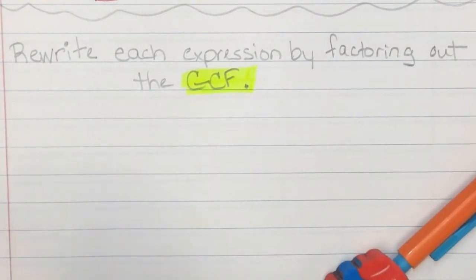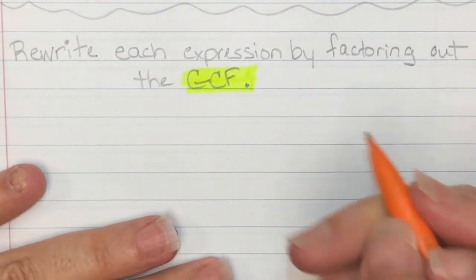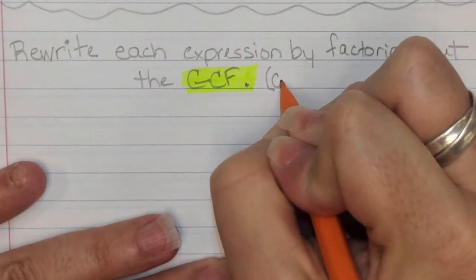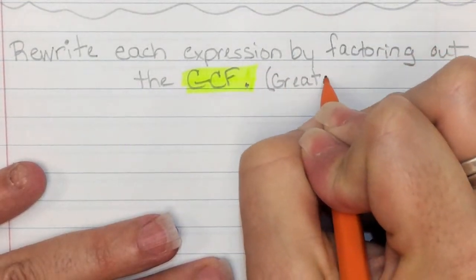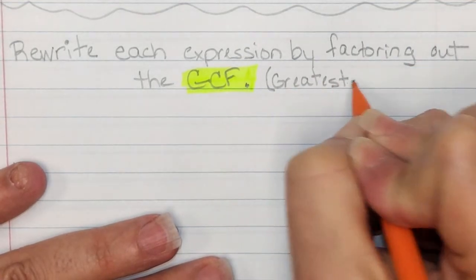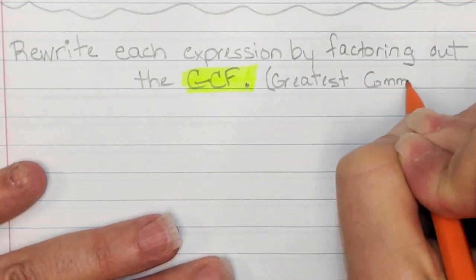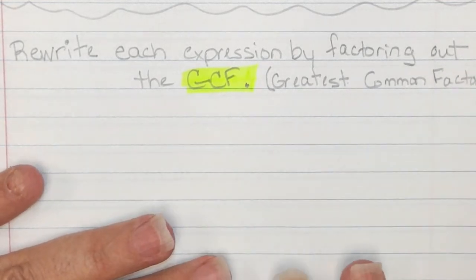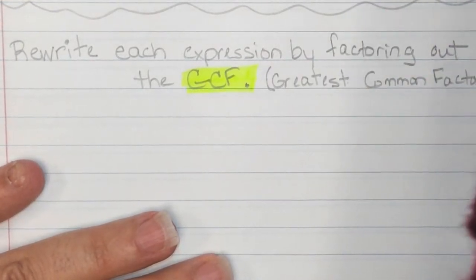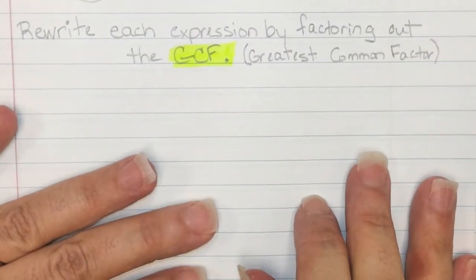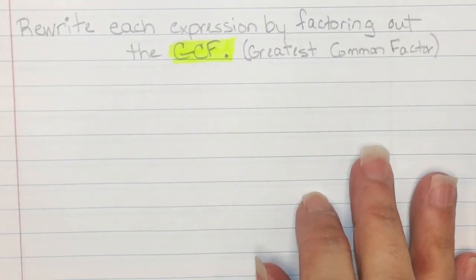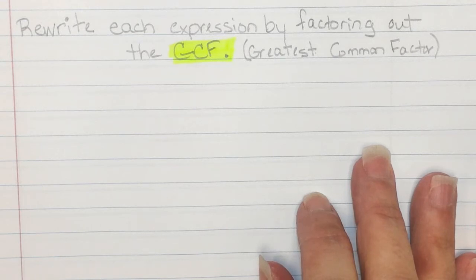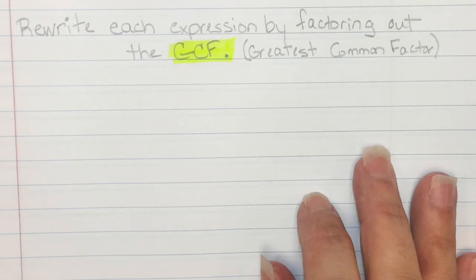Greatest common factor. If you don't know that, I'm going to write it right here. But you don't have to if you know it. The key is greatest common factor. Okay. Basically, now they're going to give us a problem, an expression, and we're going to go in and put parentheses.